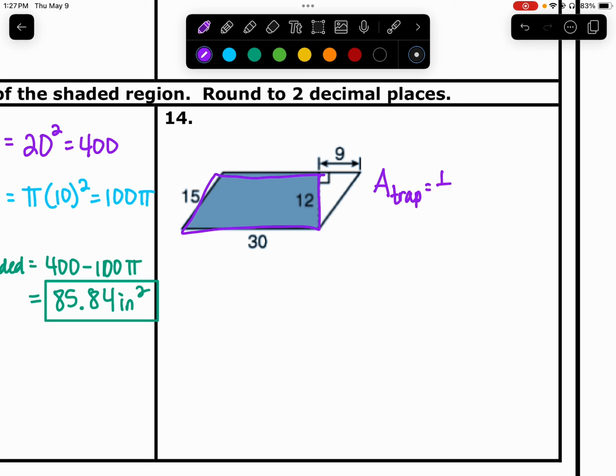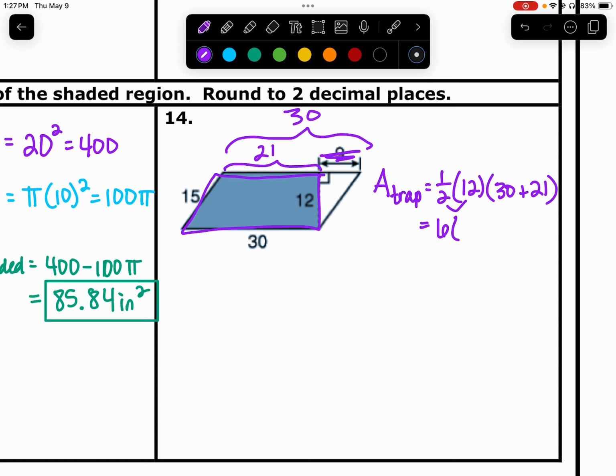All right, so that's going to be 1/2 times the height, which is 12, times the bases, which is 30 plus. Let's figure this out real quick. This whole thing is 30. So if we take away 9, that's going to be what, 21? All right, 1/2 of 12 is 6. 30 plus 21 is 51. All right, so that's 306.